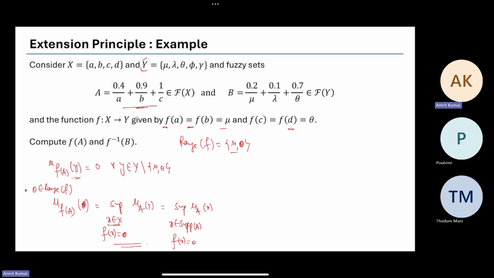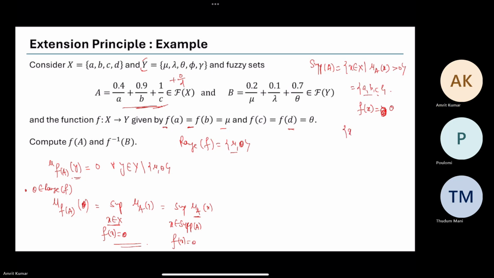And what is the support of A? Support of A is basically the set of all X such that its membership to fuzzy set A is greater than zero, which in this case happens to be a, b, c, right? I hope that is clear to you. So therefore, we just need to look at a, b, c. And in this set, we need to find out for what X f of X equals theta, and then take the supremum over that particular set.